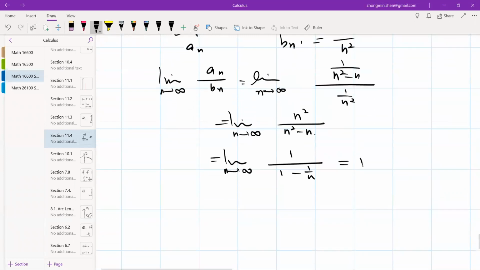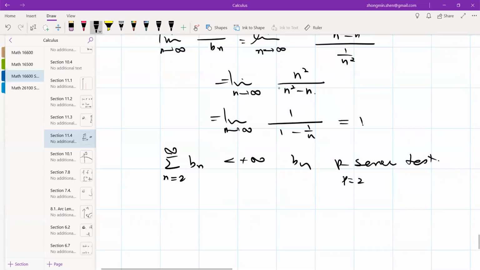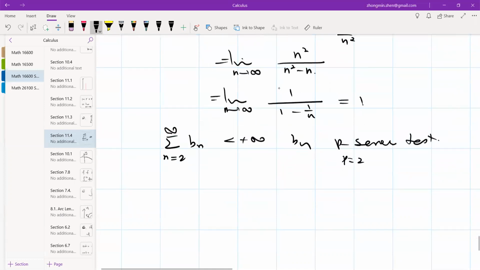They're the same. So we know that this is going to be finite by the p-series test. Okay, so this is finite by the p-series test because p is equal to 2. So that implies sigma a_n is finite because those two converge. It's the same. Yeah, it implies actually the equivalent.